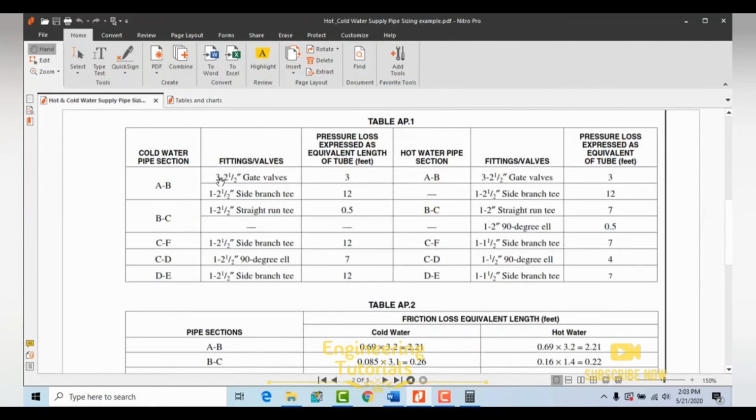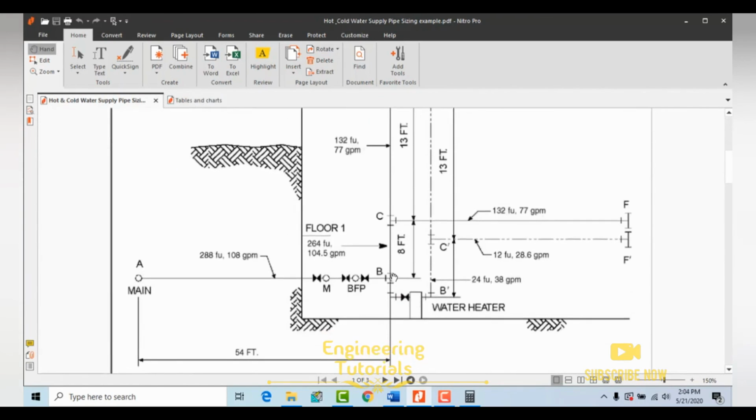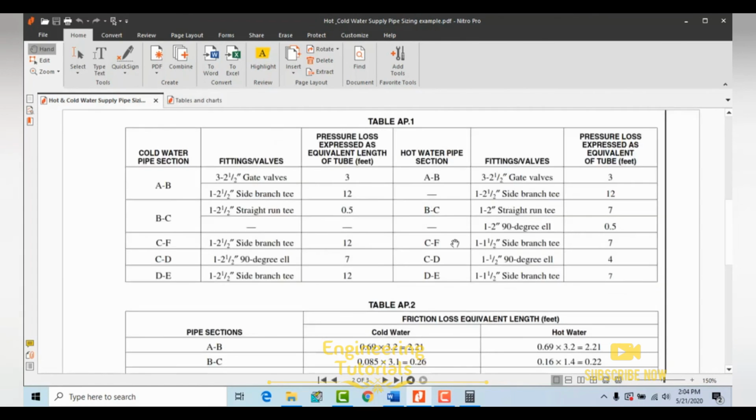So since we have 3 gate valves, 1 for each, we have 3 feet. One 2.5 inch side branch T, that is 12 feet, we already calculated. Now from section B to C, we have only a straight run T, only one. So one straight run T, 2.5 inches.